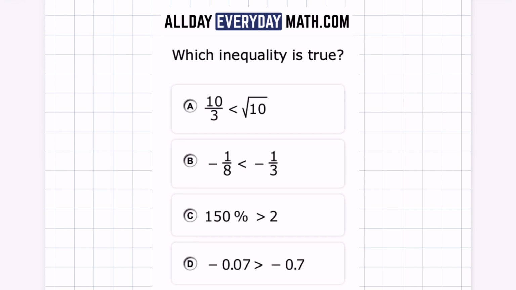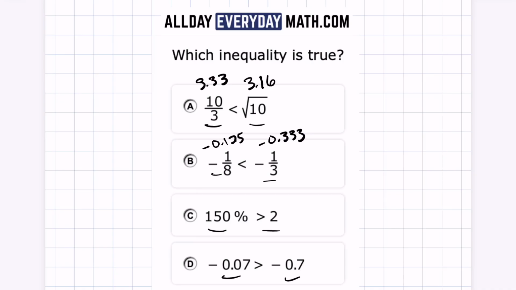This is number 4 from the 2025 8th grade math STAAR test. It says, which inequality is true? And so the first thing I'm going to do is take each of these options that they give us in the answer choices and convert them all to decimals using my calculator. After I do that, I should get 3.33, 3.16, negative 0.125, negative 0.333.